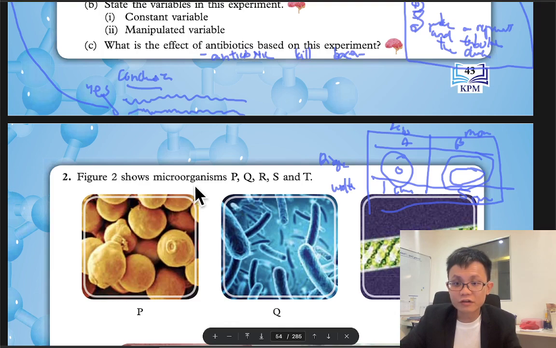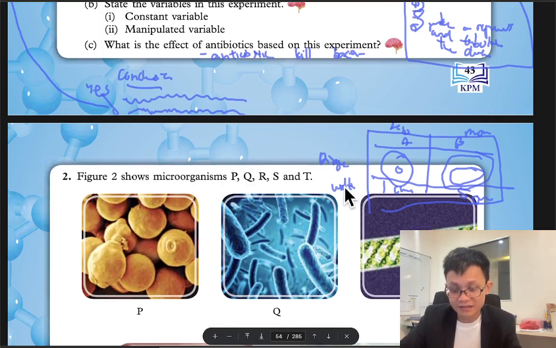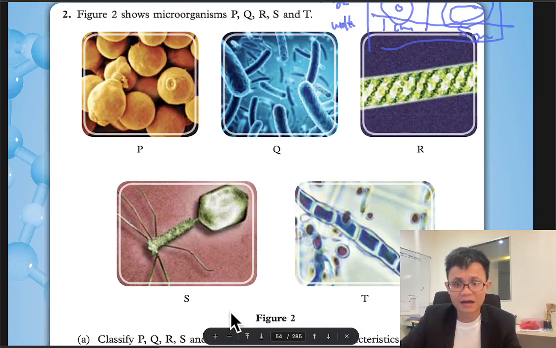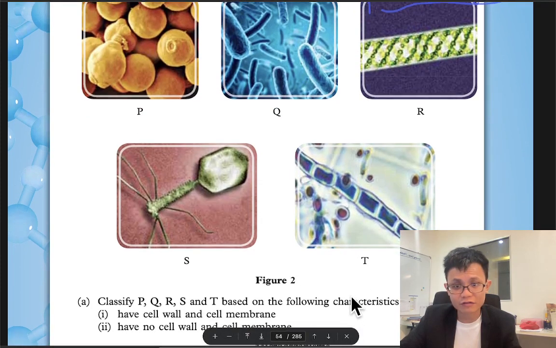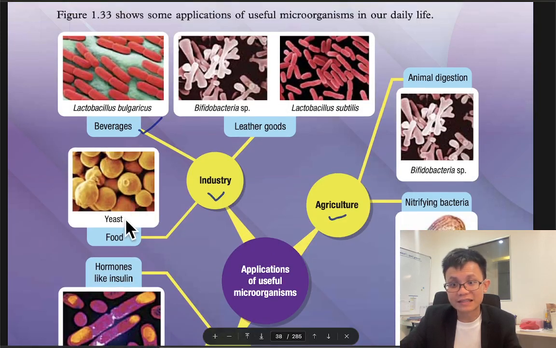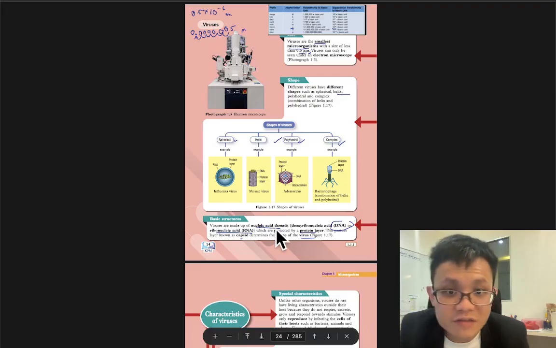Figure 2 shows microorganisms P, Q, R, S and T. All of these are viruses, and you need to tell me the name. What are P, Q, R, and S? Of course, one of them is yeast. So this is yeast. So the spider will be, what is this called?